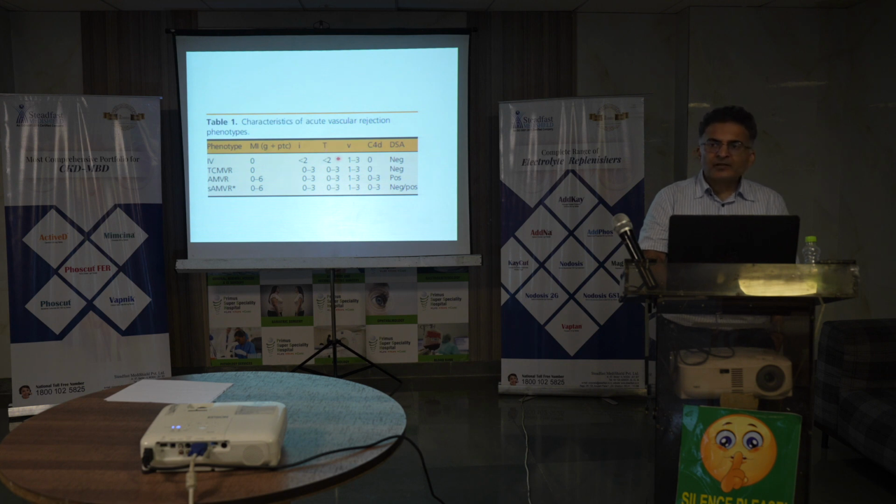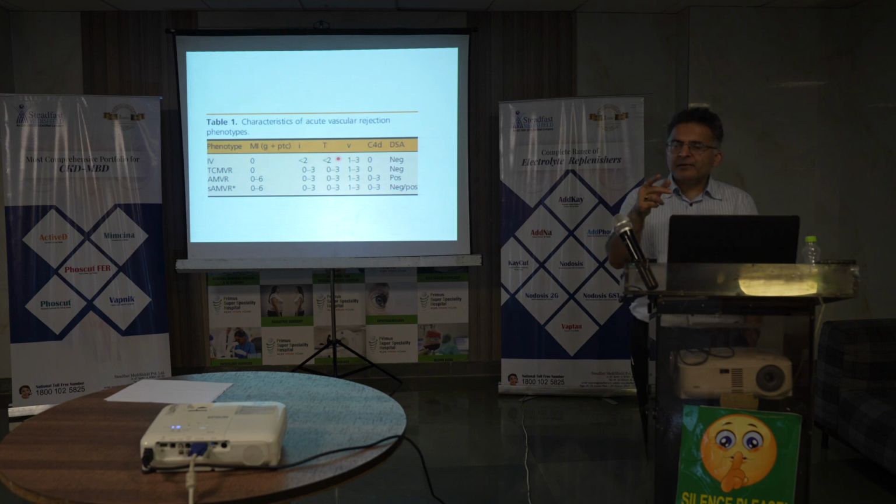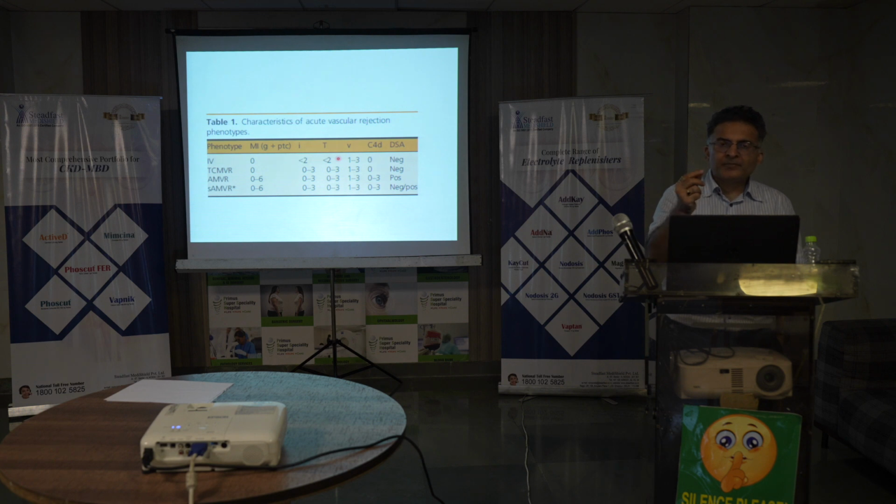What does that mean? T1 means mild tubulitis, T2 means moderate tubulitis, T3 means severe tubulitis. If you find 1 to 4 lymphocytes infiltrating the tubule, that is T1. If you find 4 to 10 lymphocytes infiltrating the tubule, it is T2. And if you find more than 10 lymphocytes infiltrating the tubule, that is T3. So the tubulitis as well as interstitial inflammation both have to be low. V1 to 3, which I have told you, V1, V2, V3, any V lesion, C4D has to be negative, DSA has to be negative. Then only can you think of isolated V lesion or something of that sort.